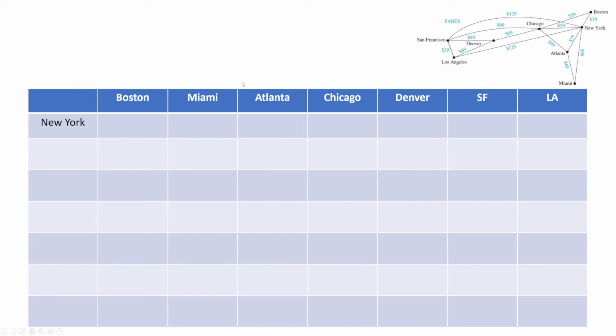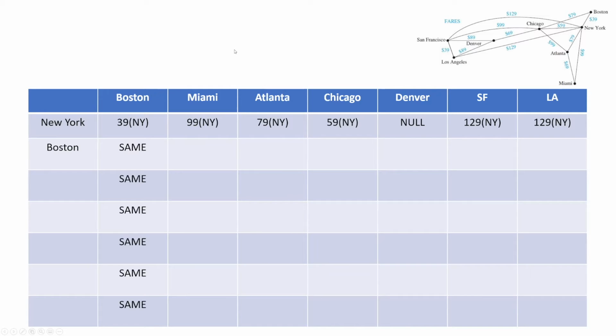So if we start at New York, and we look at all the neighbors, Boston has a price of $39, Miami has a cost of $99, Atlanta has $79, Chicago is $59. Denver, we cannot reach directly from New York, so I just set that to null. San Francisco is $129, and Los Angeles is also $129. So looking at this, we see that our next closest destination to New York is Boston, so we set that as our second.